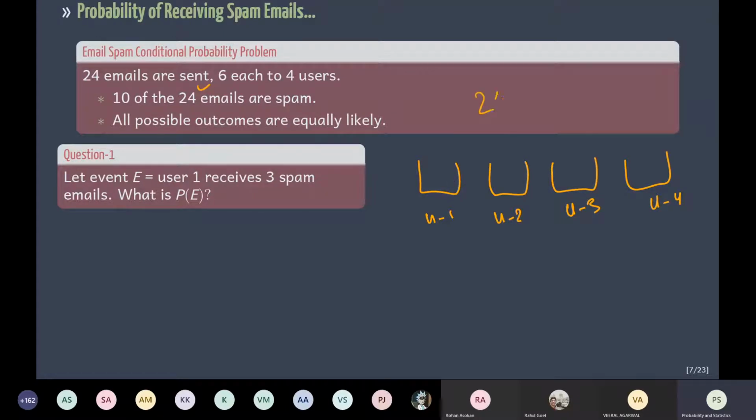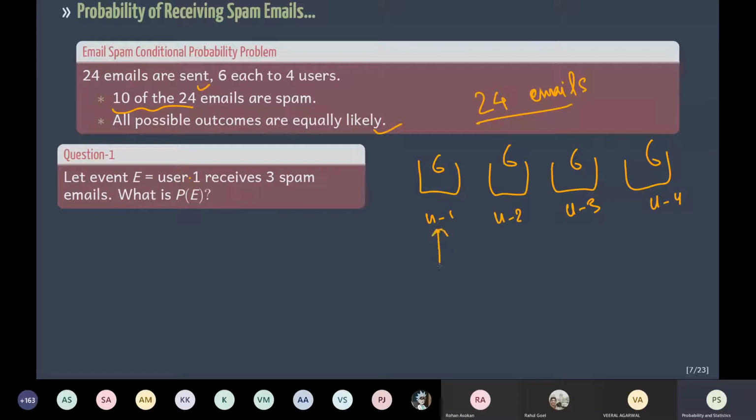So 24 emails are there. We write all the important information here: 24 emails, 6 each to 4 users. 10 of the 24 emails are spam. And all possible outcomes are equally likely. This hints that we may use that ratio definition. Now let the event E be that user 1 receives 3 spam emails.